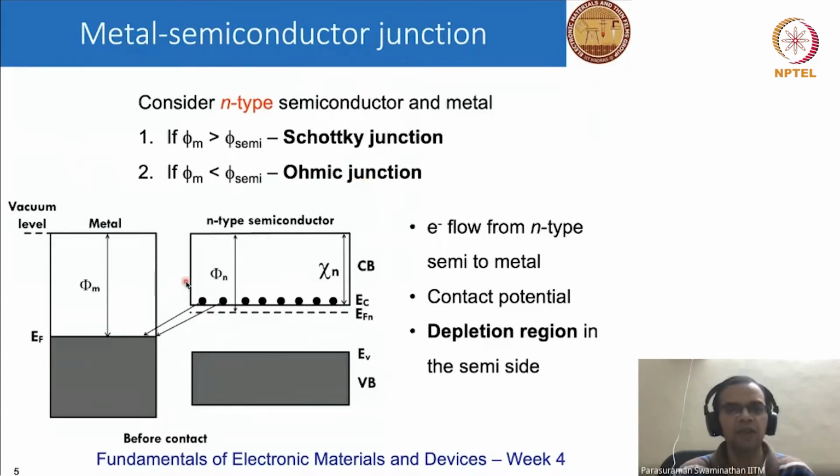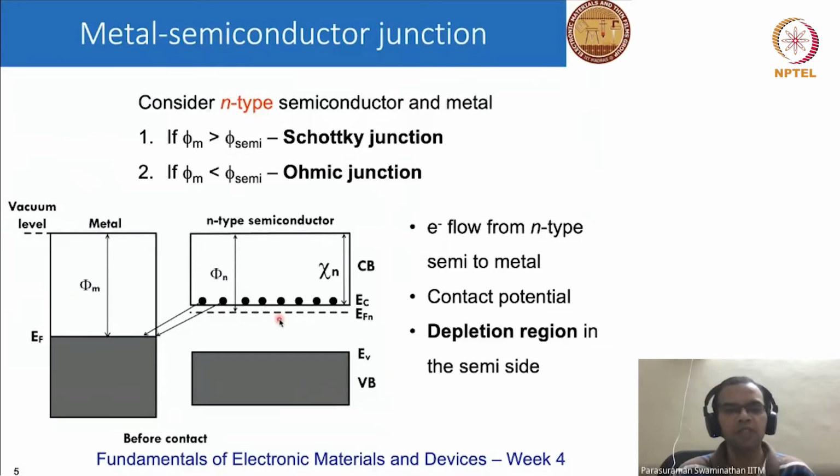So let us now look at a Schottky junction. Here is the metal, where phi m is the work function of the metal. Phi n is the work function of the N-type semiconductor. So remember, this is N-type. The Fermi level is closer to the conduction band than to the valence band.